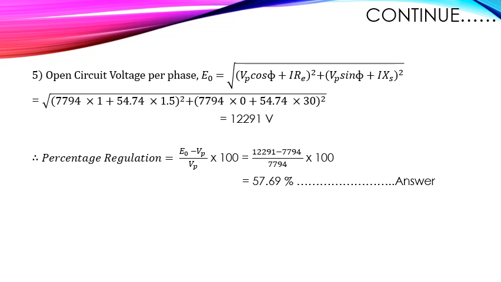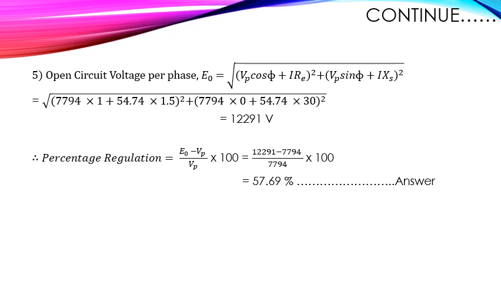Then the open circuit voltage per phase. Here, putting the value of Vp as 7794 volts, cos phi as 1, current 54.74, and the given effective resistance per phase as 1.5, take the square of that, and then sin phi as 0 and the reactance as 30 ohm per phase. So the open circuit voltage per phase, E naught, is equal to 12,291 volts.